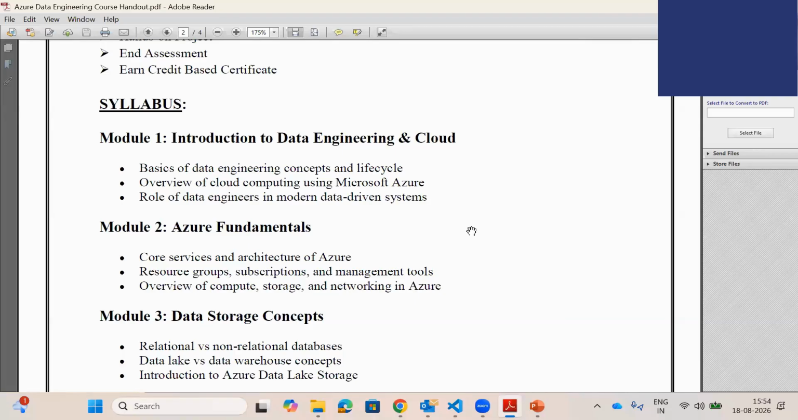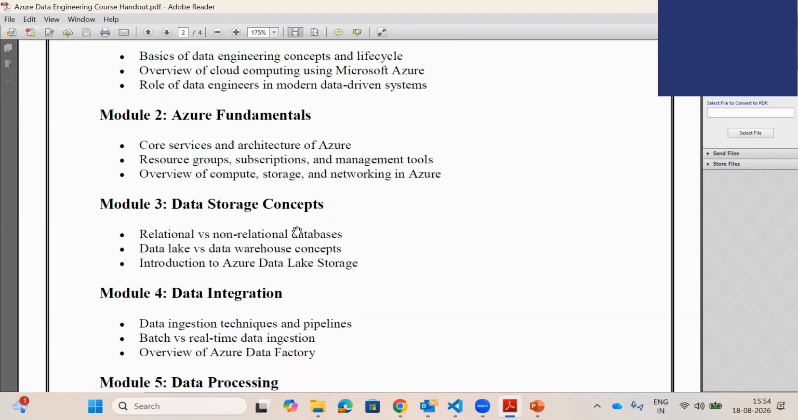We will give an introduction over here, then fundamentals, then we'll go for the data storage concepts, where the way that we keep the data has drastically changed in the last 10 years. So we have an older style, and there are newer styles as well. Relational and non-relational data, then the data lake concept, the data warehouse concept, and all these are going to be used with the help of Azure Data Lake Storage. That is one of the services of Azure. So we'll go ahead and cover that.